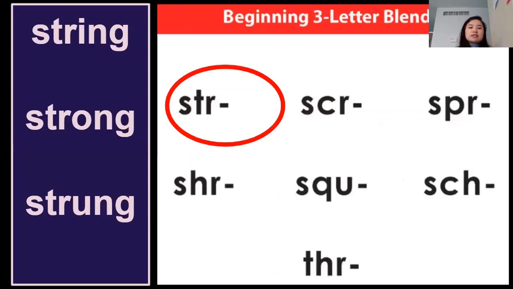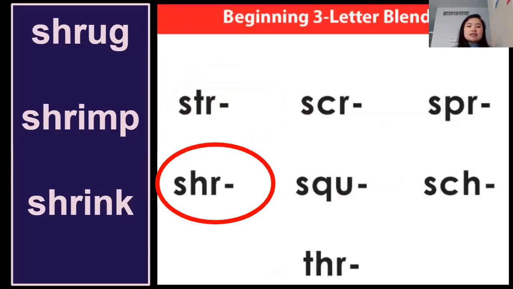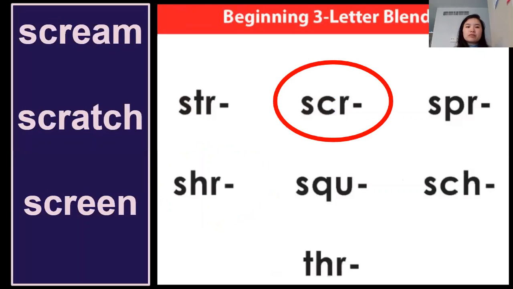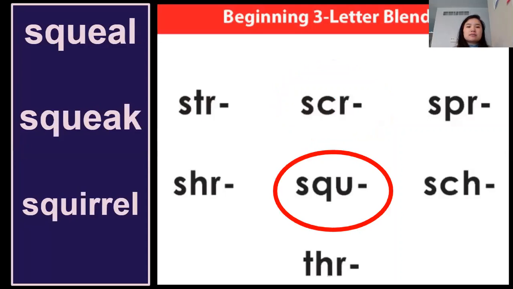Here is our chart of our 7 beginning three-letter blends. We're going to look at each blend more closely. S-T-R, str, that would be for string, strong, strung. S-H-R, shr, that would be for shrug, shrimp, shrink. S-C-R, that would be for scream, scratch, screen. S-Q-U, that would be used in the words squeal, squeak, squirrel.